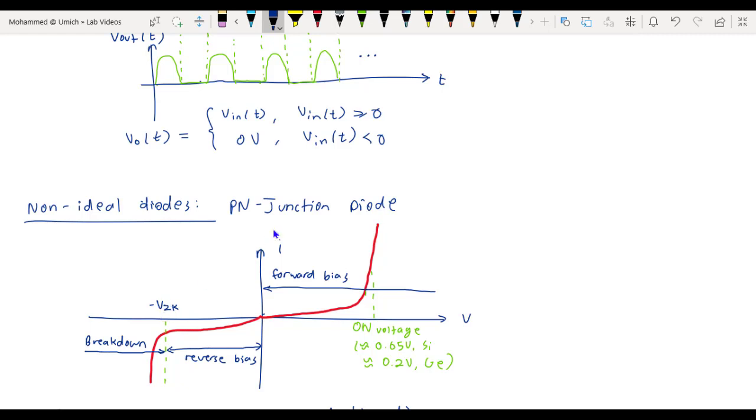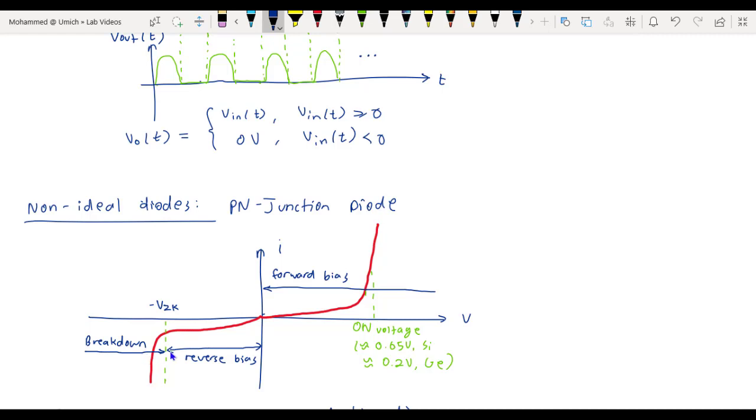When the diode is reverse biased, only a very small amount of leakage current will flow through the diode in the reverse direction. Once the magnitude of the reverse voltage exceeds the threshold voltage, V_BR, which is usually 50 volts or more, we get to the breakdown region, which corresponds to this portion of the graph. Now there are different models we can use to approximate this nonlinear behavior of the p-n junction diode.